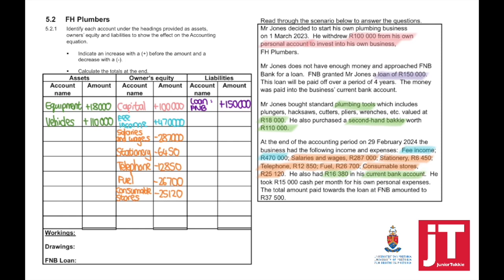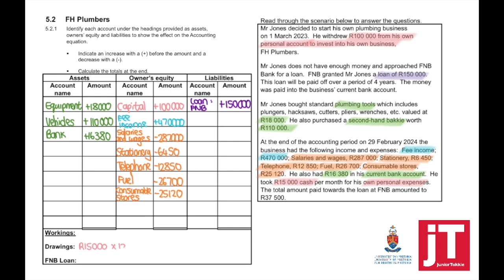He also had 16,380 in his current bank account. So that's how much money he's got. That means that it will go under assets. It's a current asset, plus 16,380. Then it says he took 15,000 cash per month for his own personal expenses.